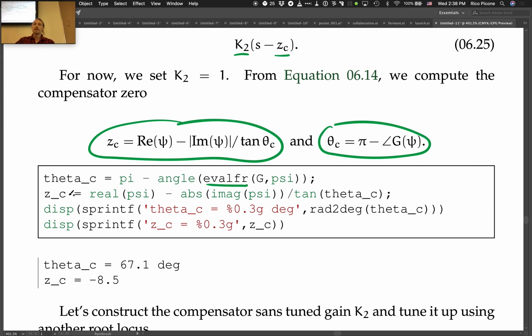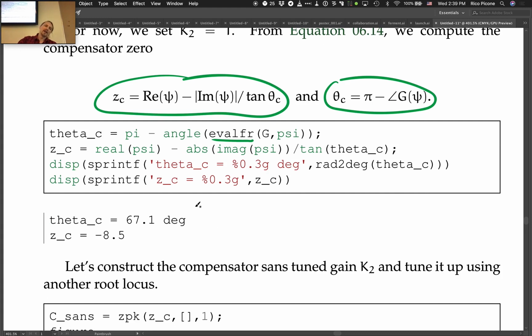Then we're ready to compute zc, which is the real part of psi minus the absolute value of the imaginary part of psi divided by the tangent of theta c. And we've got ourselves a zero location. Okay? Very cool. So, it turned out we needed a zero contribution angle of 67.1 degrees, and that corresponds to a zero location of negative 8.5, just from the formulas, okay? Pretty nice. You can go through the trig of that too, and that's what Nise does in the examples, which is fine too.